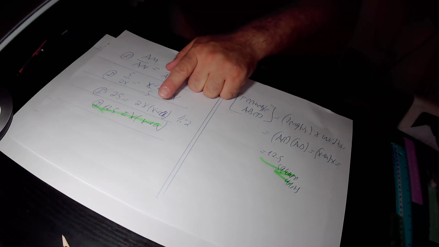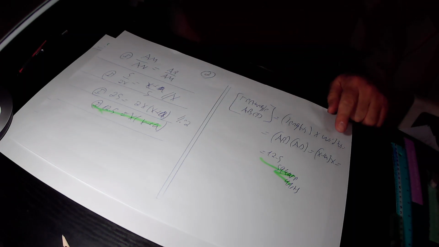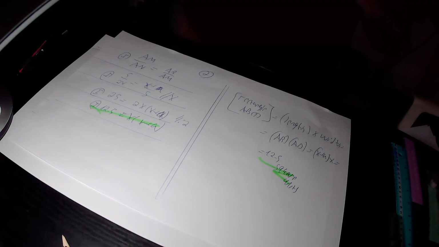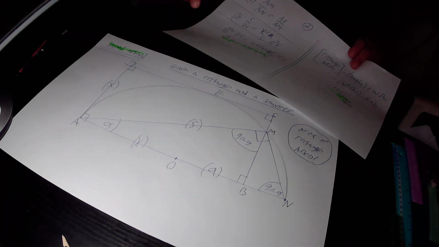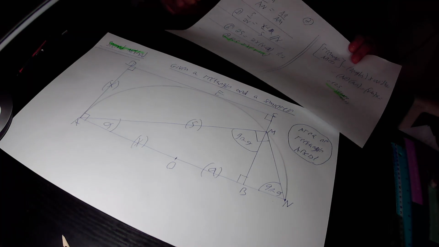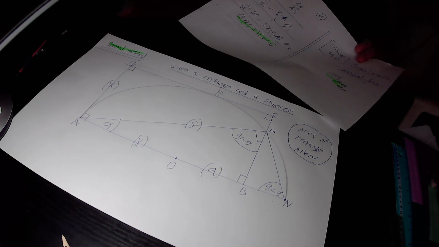But x plus a times x, according to this equation, is 12.5. So we can substitute x plus a times x by 12.5. So in total, we find that the area of this rectangle ABCD in both methods is equal to 12.5 square units. Okay. Thank you very much.